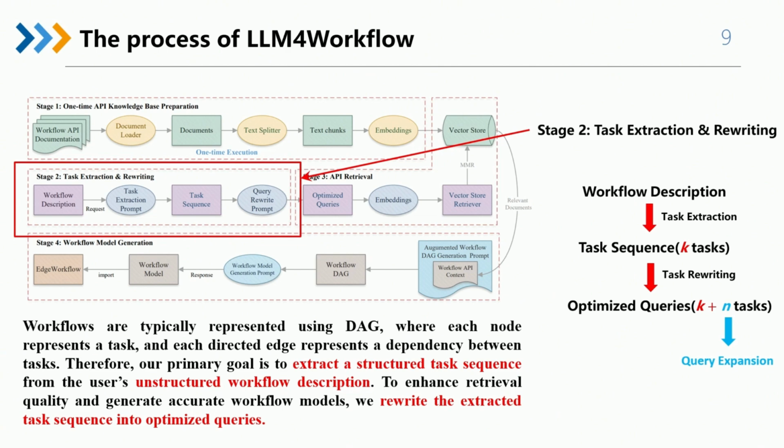Stage 2 is task extraction and rewriting. LLM-4 Workflow executes the rewrite step of the rewrite-retrieve-read framework. Workflows are typically represented using directed acyclic graphs, where each node represents a task and each directed edge represents a dependency between tasks. Therefore, our primary goal is to extract a structured task sequence from the user's unstructured workflow description. To enhance retrieval quality and generate accurate workflow models, we rewrite the extracted task sequence into optimized queries.